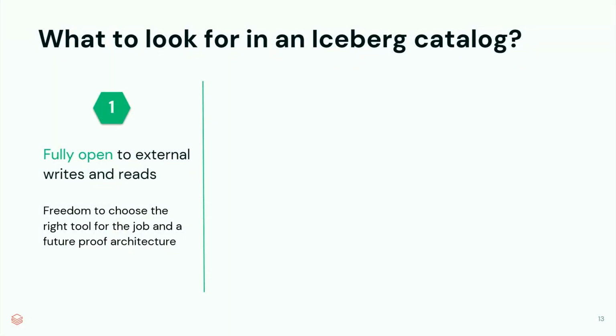So the first most important thing she should be looking at is that the catalog is fully open for external writes and reads. This is really important because it provides the ability to choose whatever engine you want to use for the workload. This is kind of the dream of a lakehouse. It also provides a lot of interoperability in terms of future-proofing your architecture. So if tomorrow you want to, say, switch from one engine to the other, you can easily swap back and forth.